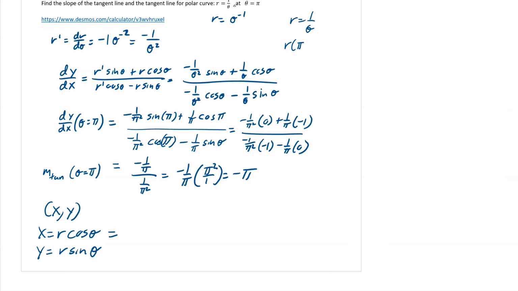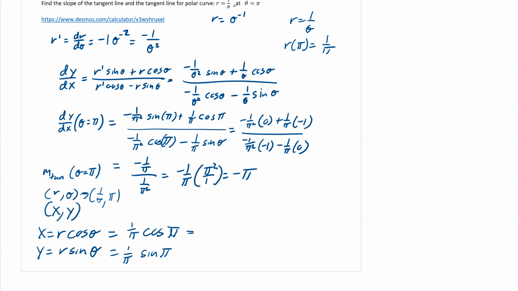So r at pi would be 1 over pi. So 1 over pi, 1 over pi. And then this is just cosine pi and sine pi. See, we're just using r theta, right, to find this. And our theta here would be 1 over pi comma pi. Those are our values. And so we just plug them in.